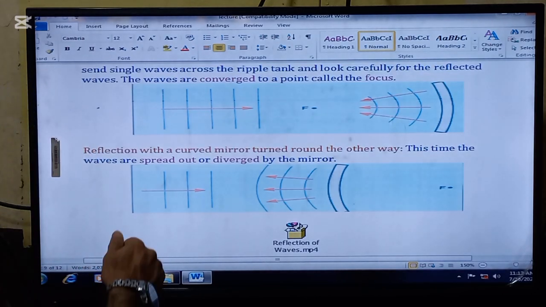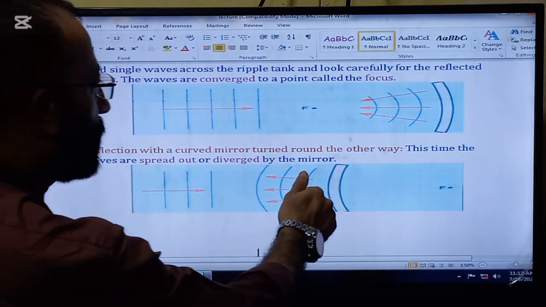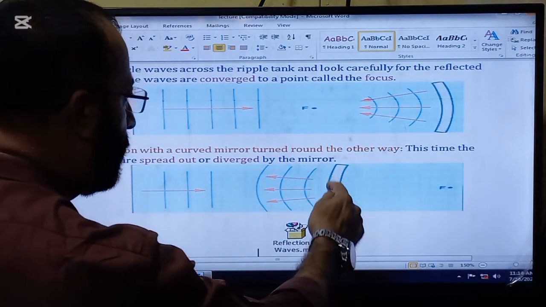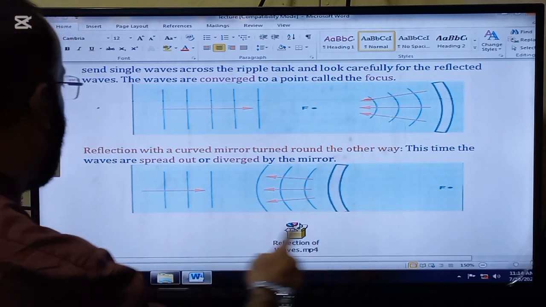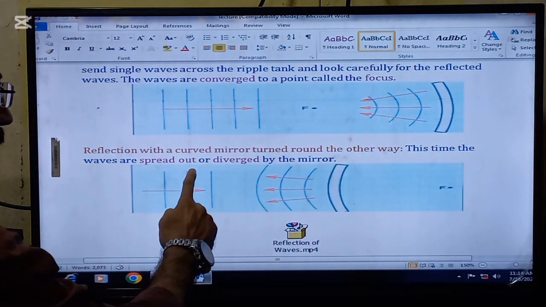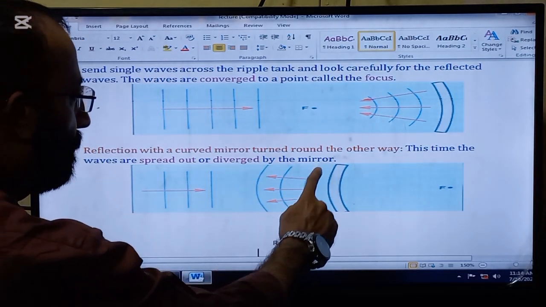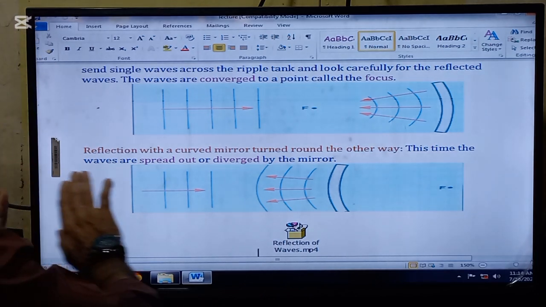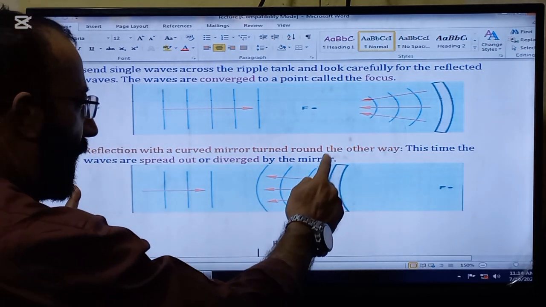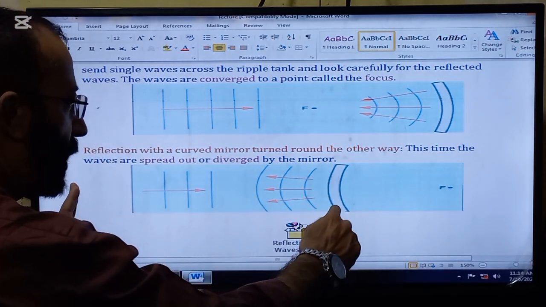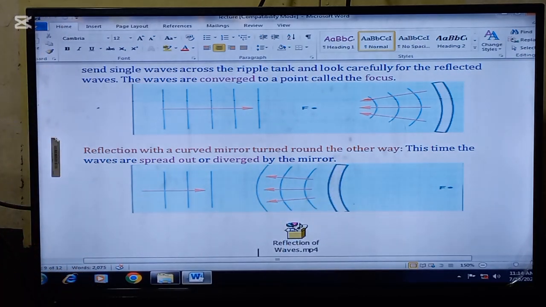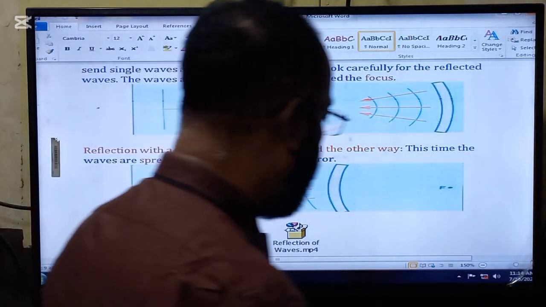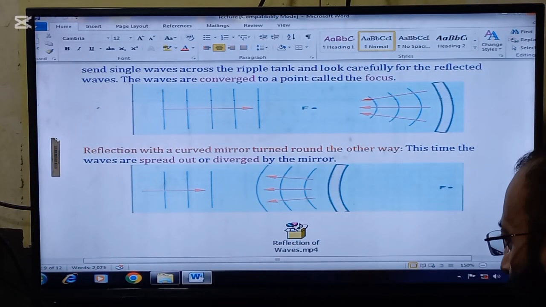Now the reflection with a curved mirror turned around the other way. So now the curved mirror is placed in this way. This time the waves are spread out or diverged by the mirror. So when the waves strike the curved mirror in this shape, they will be spread out or diverged. So here is a video that will make your concepts more clear.